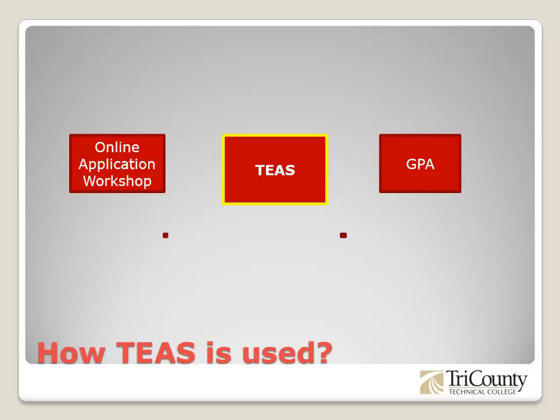How is TEAS used? TEAS is actually used in two ways. First, it is one of the required components that makes you eligible to submit your clinical entry application form. The others are participation in the application workshop and minimum GPA. Those components are described in other presentations. The second way TEAS can be used is by helping make your application more competitive. The higher your score, the more points you earn for it.